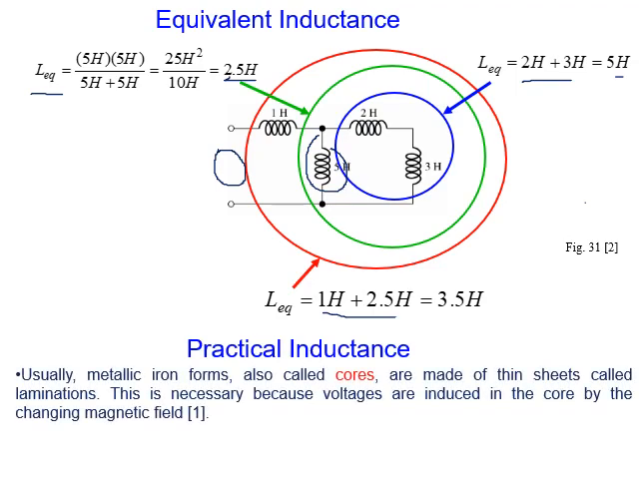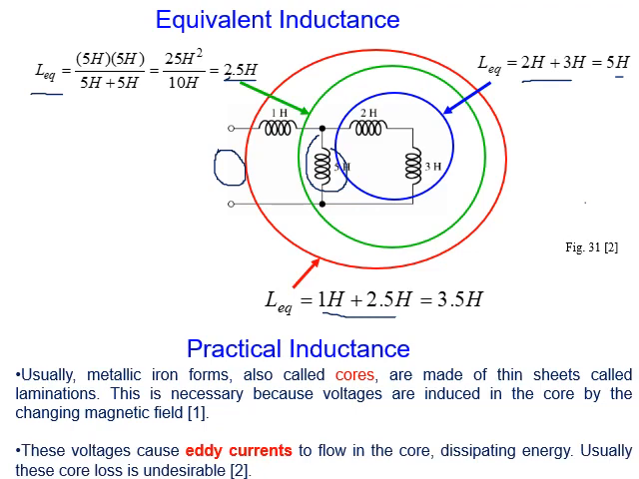Now, usually we put metallic iron inside the coil to increase the magnetic energy, and it's preferable that this metal contains sheet lamination to reduce the effect of what we call eddy current losses. Eddy current losses happen because when we have iron and magnetic flux cutting this iron, it produces current and voltage in the iron. This current is called eddy current. It causes losses by producing heat. For that, we make it laminated to reduce the effect of eddy current losses.